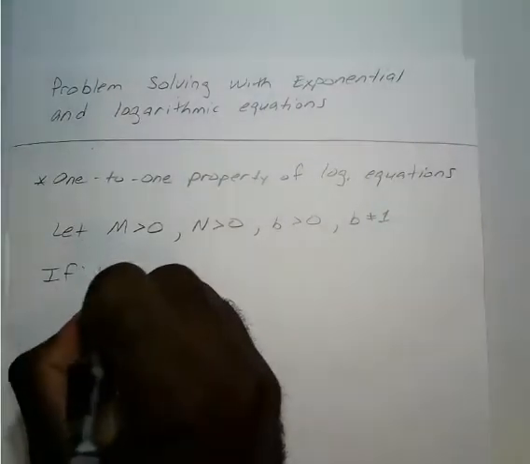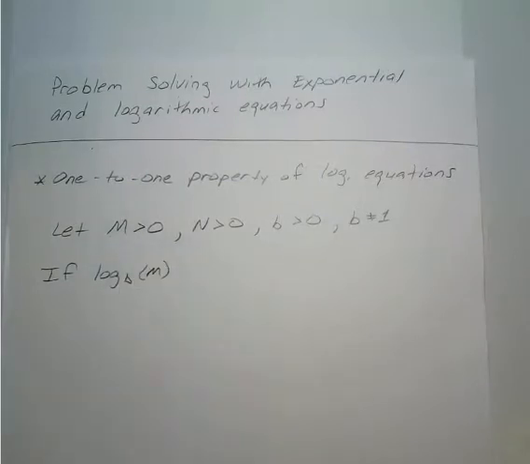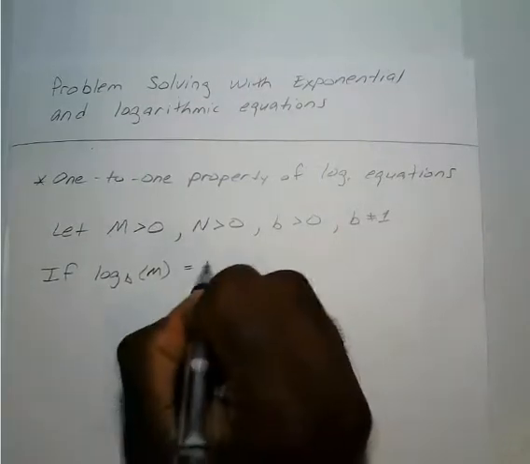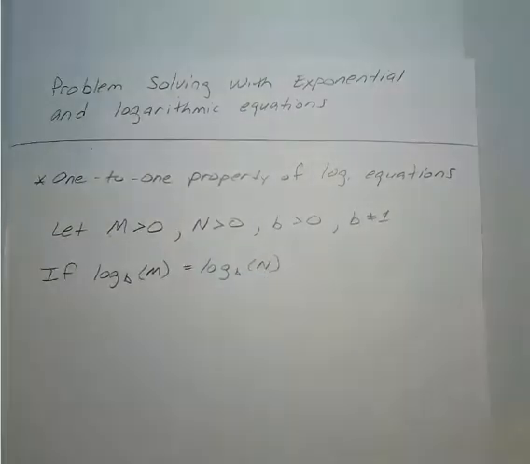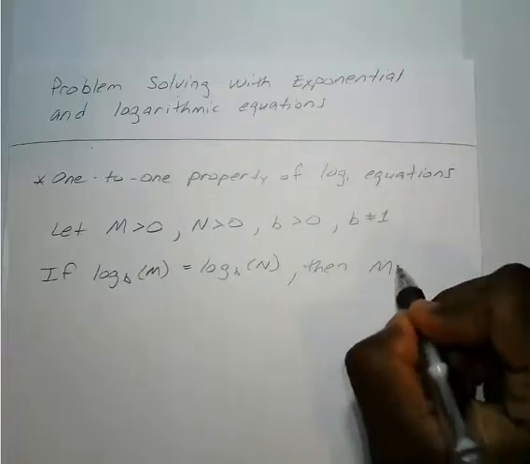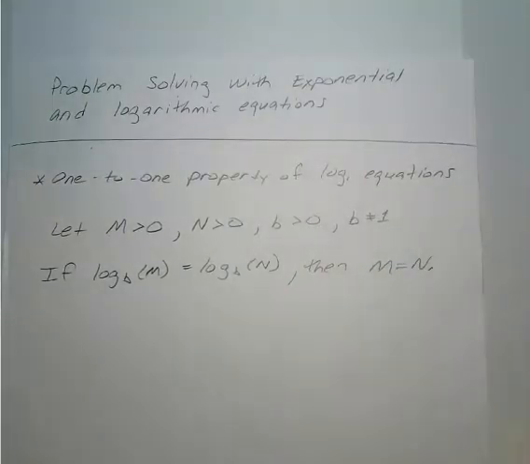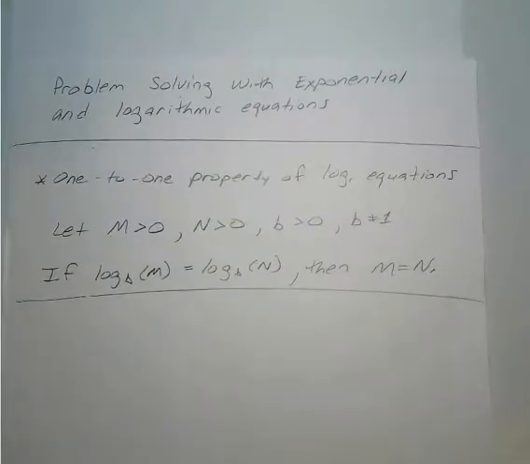So if log base b of M equals log base b of N, then M has to be equal to N for that to be true. That's your one-to-one property of logarithms.